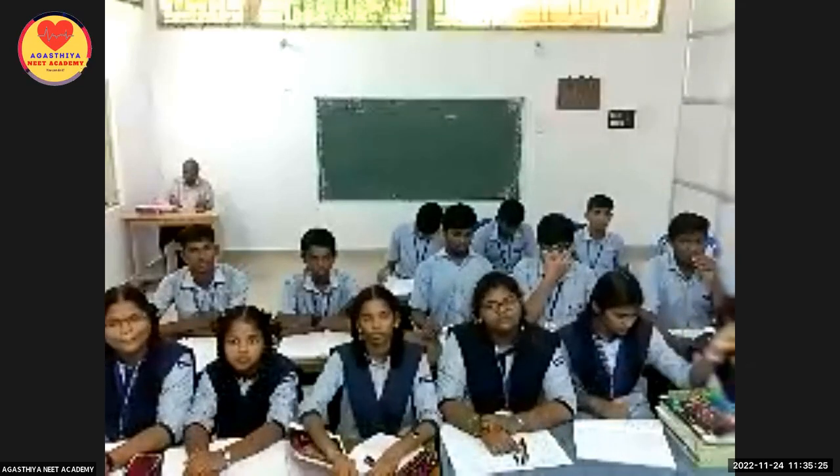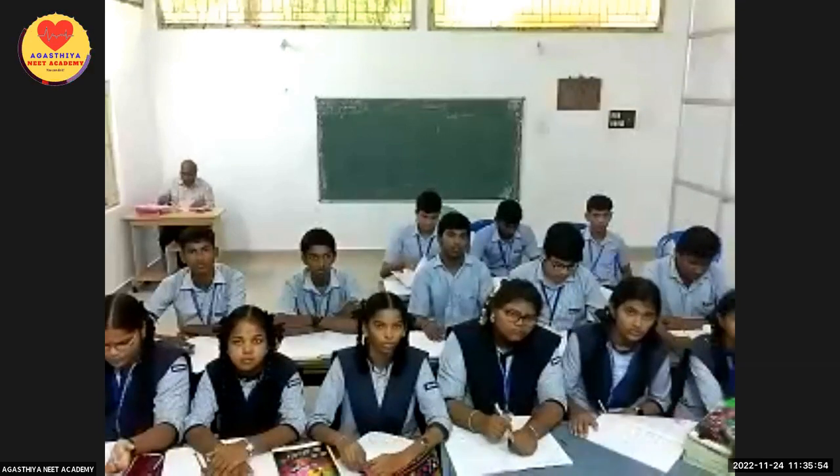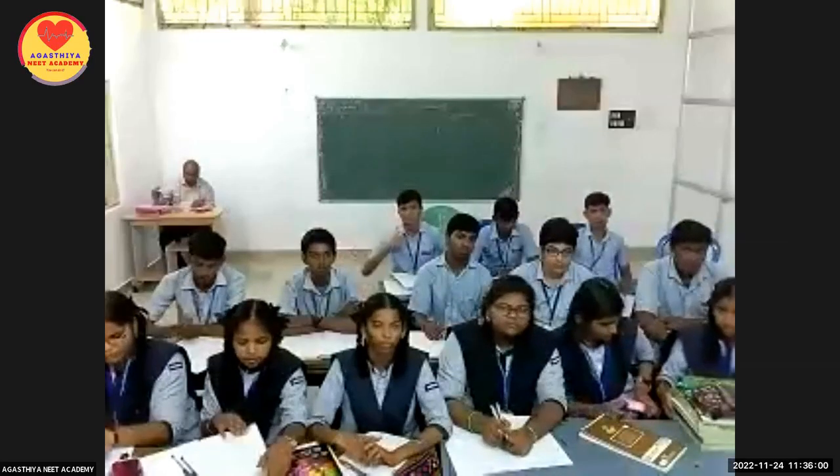Expression of gravitational field is GM divided by R squared, where G is the universal gravitational constant, R is the radius of the earth, and M is the mass of the earth. In the case of gravitational potential, the formula is minus GM divided by R. The potential energy expression will be minus G capital M small m divided by R.